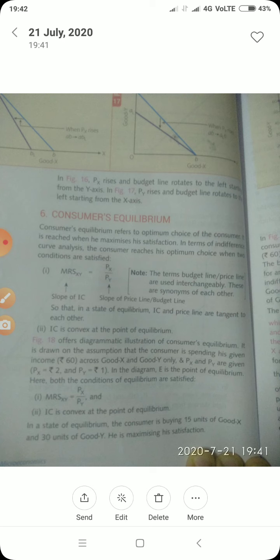Clear? So when is the consumer in equilibrium? We can see when the marginal rate of substitution of X, Y is equal to price of X divided by price of Y. The terms budget line and price line are used interchangeably. So we can use budget line or price line. They mean the same thing. Through this, we can say the slope of the indifference curve is equal to the slope of the price line or budget line, and the indifference curve is convex to the point of equilibrium. Clear?